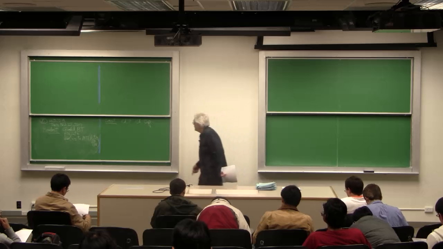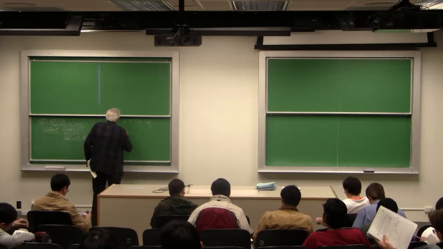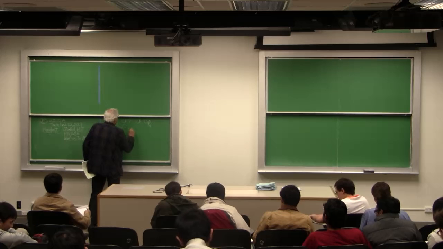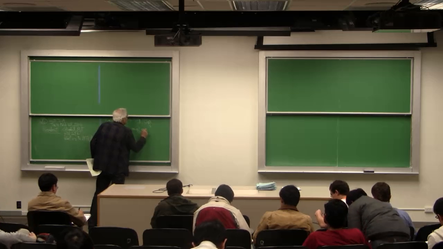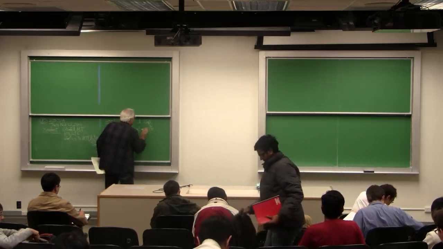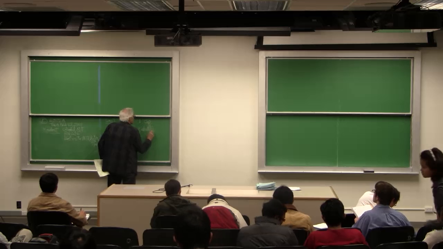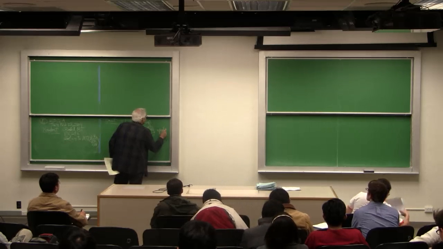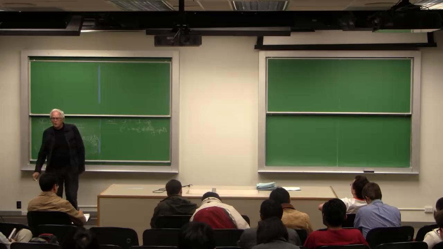But the capacity C, or 2 to the C, let's write it this way, equals the number of noise-free symbols. All right, distinguishable symbols, inputs. Or if you will, C is the log of the number of distinguishable inputs.